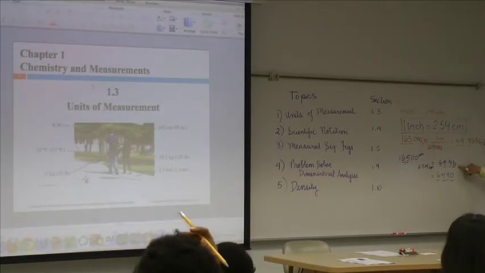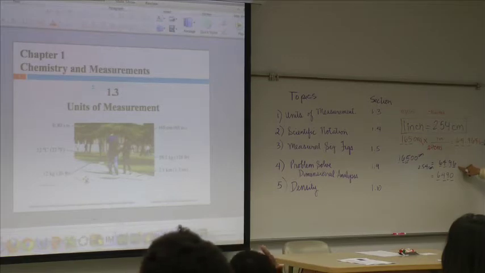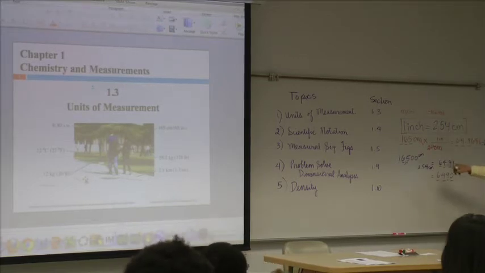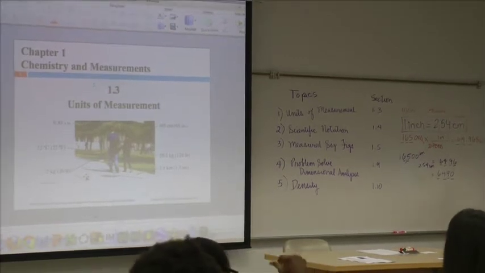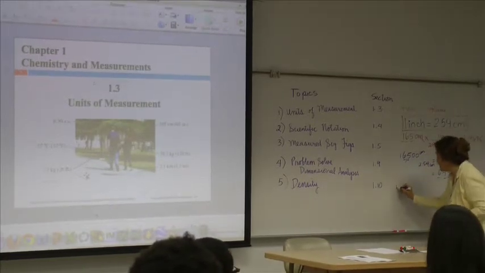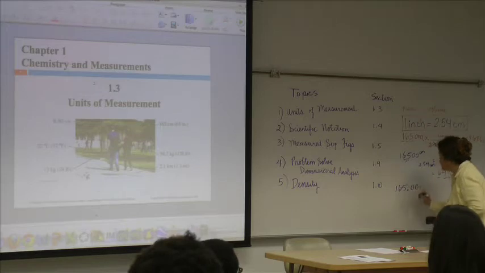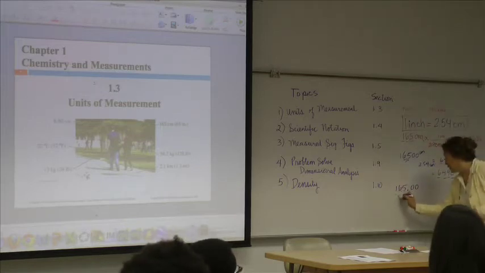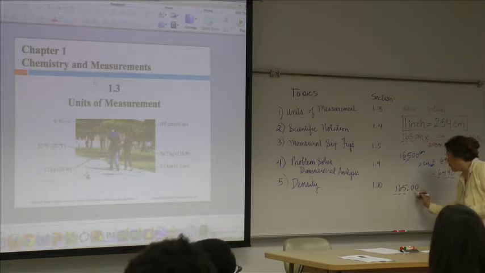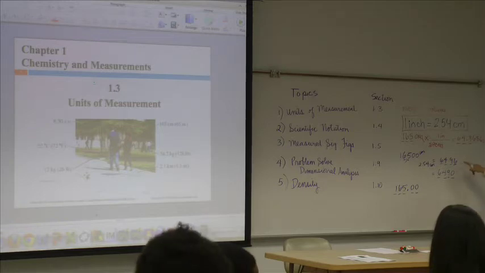So this would be the disruptor. Now I'm gonna make another scenario, okay? I'm gonna make this 165.00. So now it's 5 significant figures. 1, 2, 3, 4, 5, because there's a decimal. Got it? Yeah. So now it's gonna be 6, 4, 9.